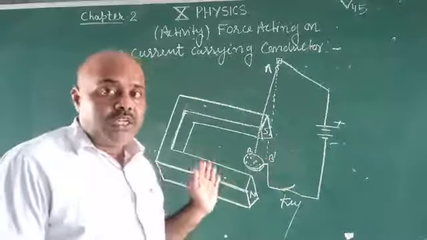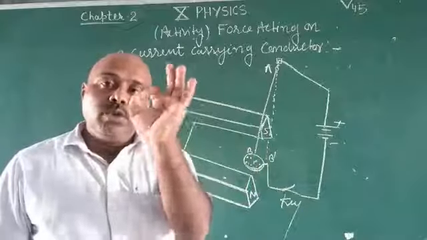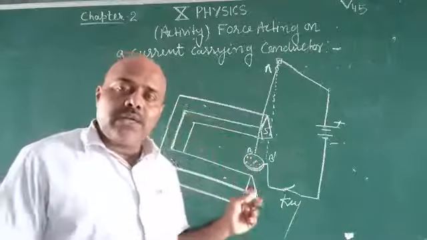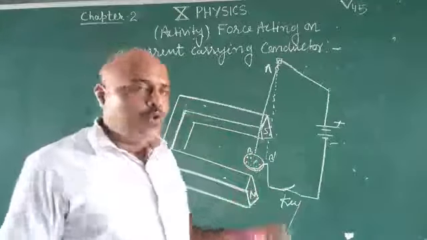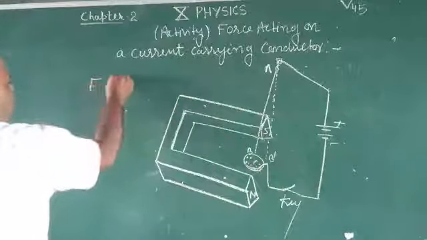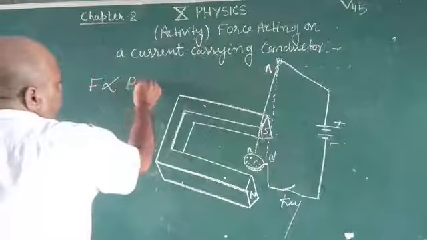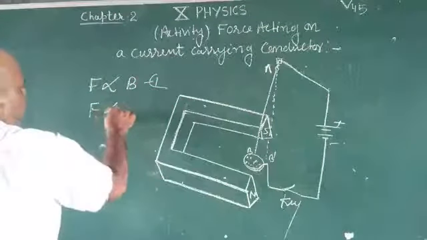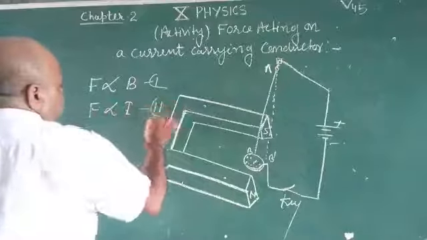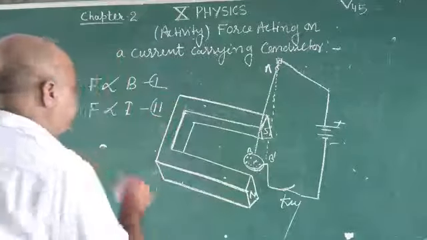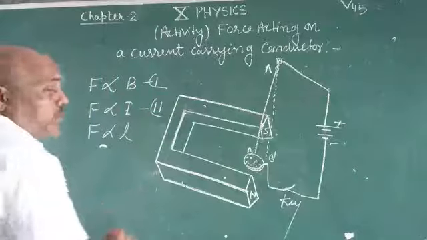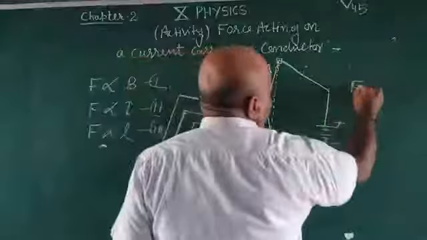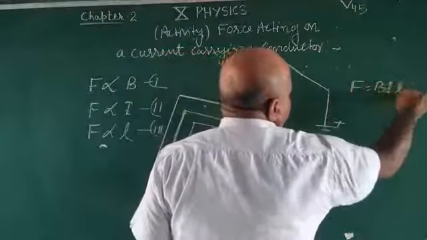And so the conductor begins to move due to the force acting on it, the force experienced by the current carrying conductor due to the magnetic field. I told you this force is directly proportional to the strength of magnetic field, as in the previous video, and also directly proportional to the current flowing in this wire. And it is directly proportional to the length of the conductor also. By this, we get F is equal to BIL.